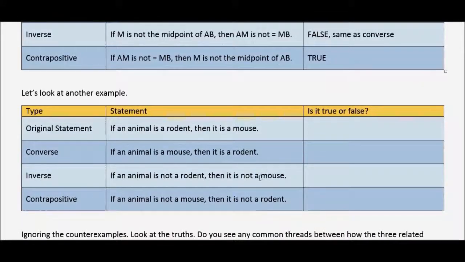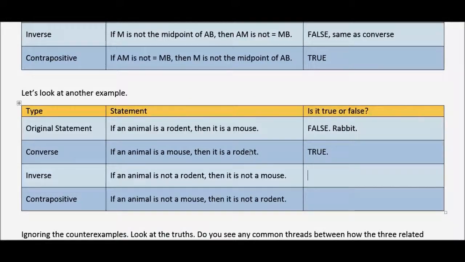Okay, now here's a ridiculous one. If an animal is a rodent, then it is a mouse. This is false. A rabbit is a counterexample. A rabbit is a rodent. It is not a mouse. If an animal is a mouse, then it is a rodent. This is a true statement. A mouse is a type of rodent.